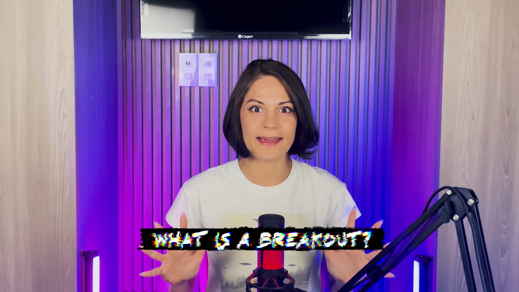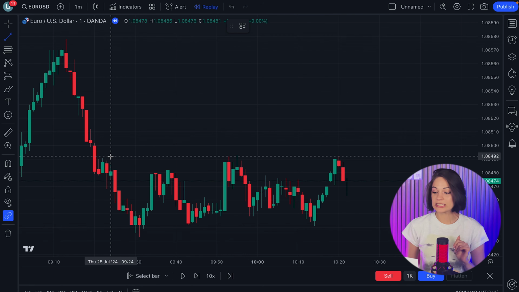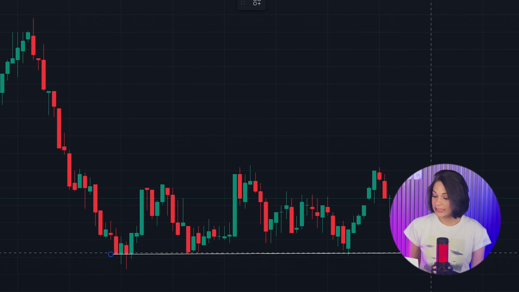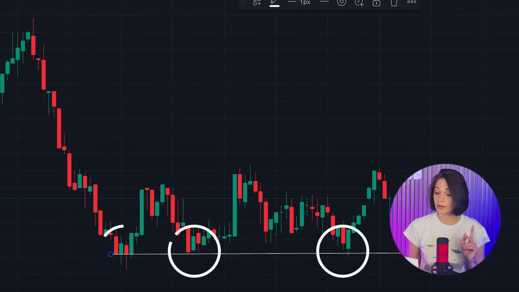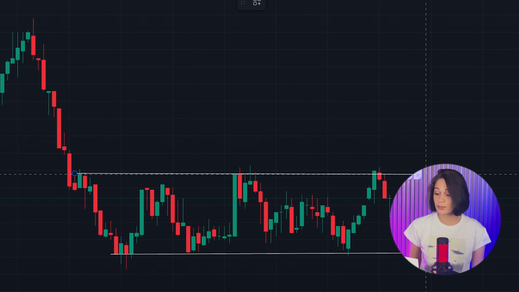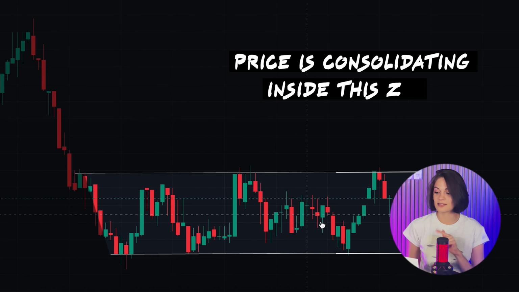So let's start with the main thing. What is a breakout? In the process of price movement, it forms patterns based on levels, and here are some of the most common patterns I use. So first of all, this is rectangular pattern, so classical support and resistance. In this example, we can see the definite line of support from which the price is jumping up and down, and we also see the definite line of resistance from which the price is jumping down and up. So the price is consolidating inside of the zone.